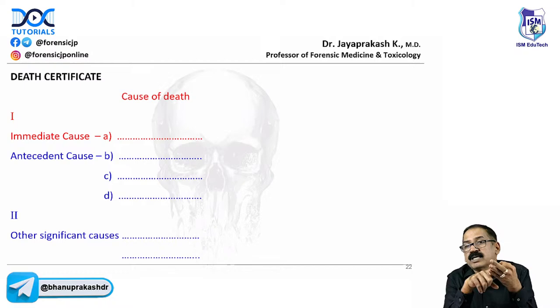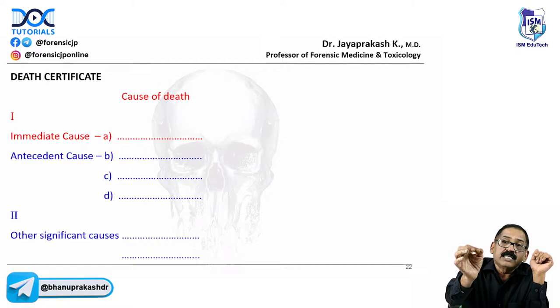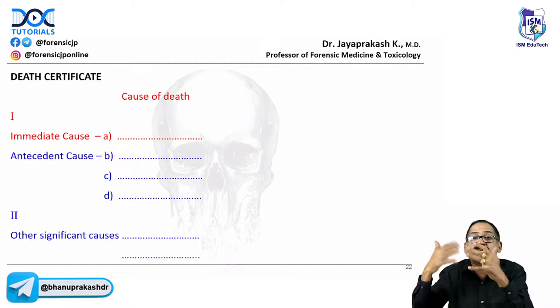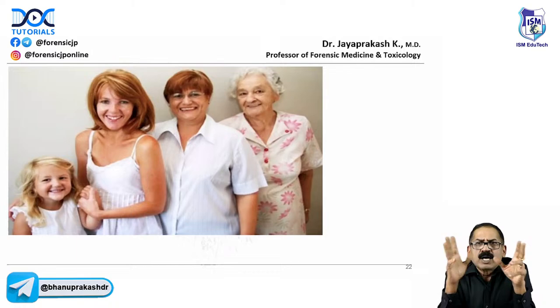1A is due to 1B. 1B is due to 1C. 1C is due to 1D. Remember that. If at all a person is also suffering from some other condition, that you should put under Roman 2. Okay. Now we see there are generation of four people here. Four people.